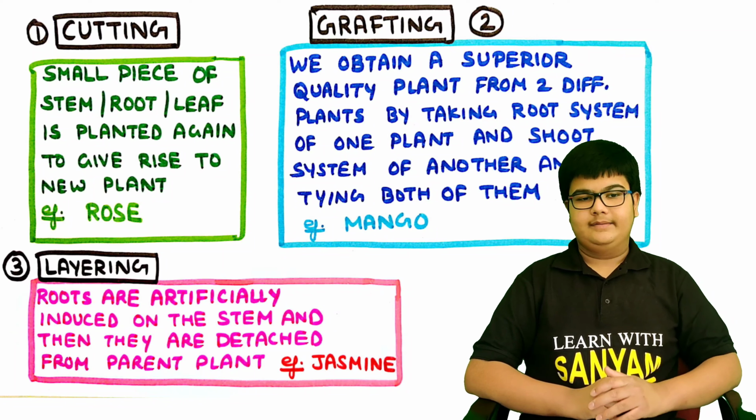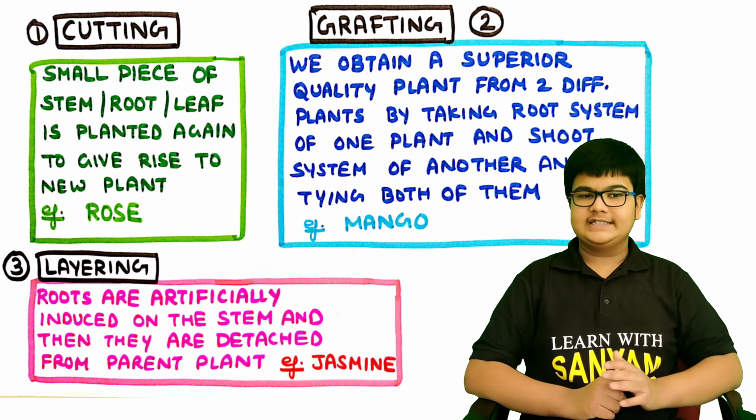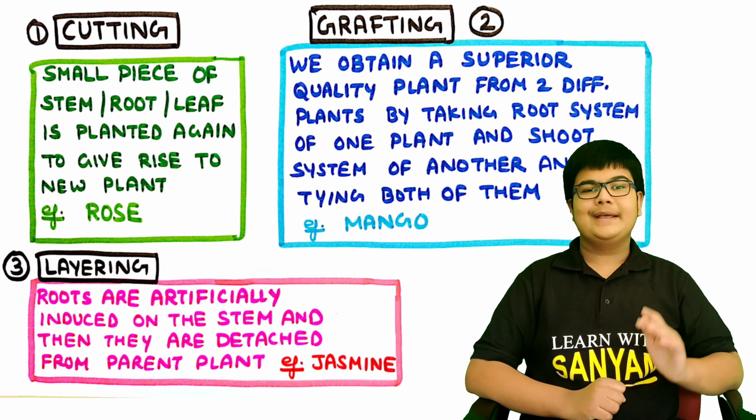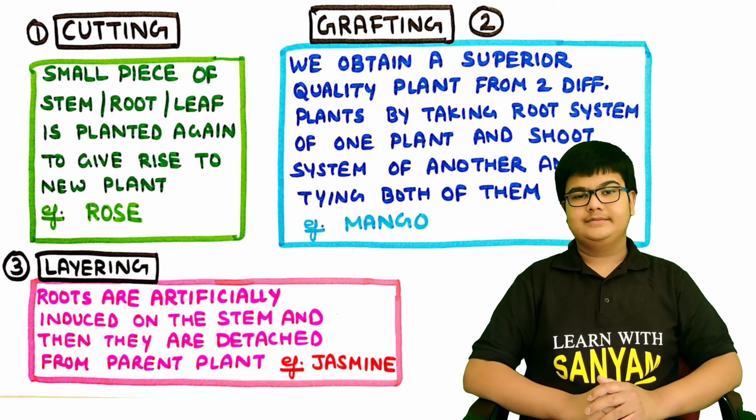Third, layering. In layering, the roots are artificially induced on the stem and then detached from the parent plant. For example, layering is done in jasmine plant.